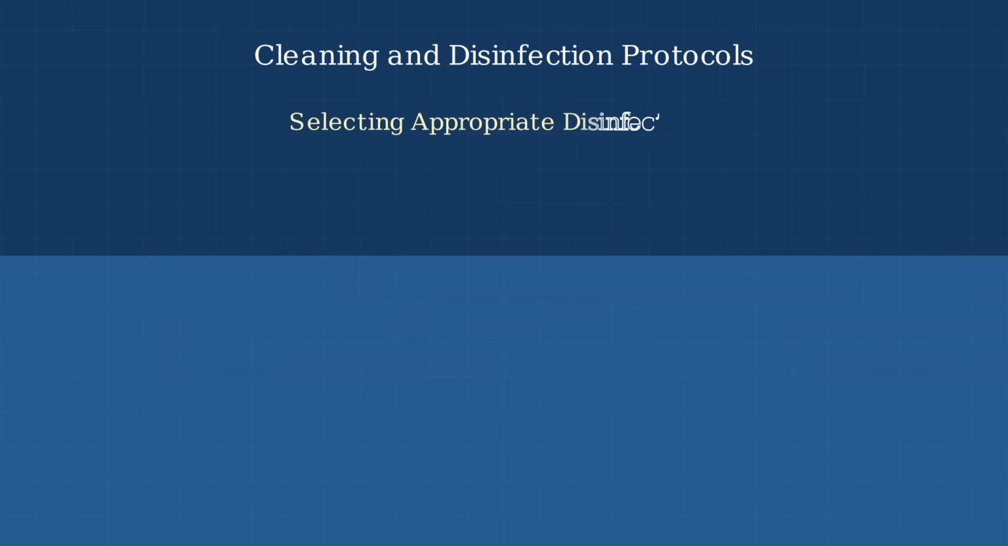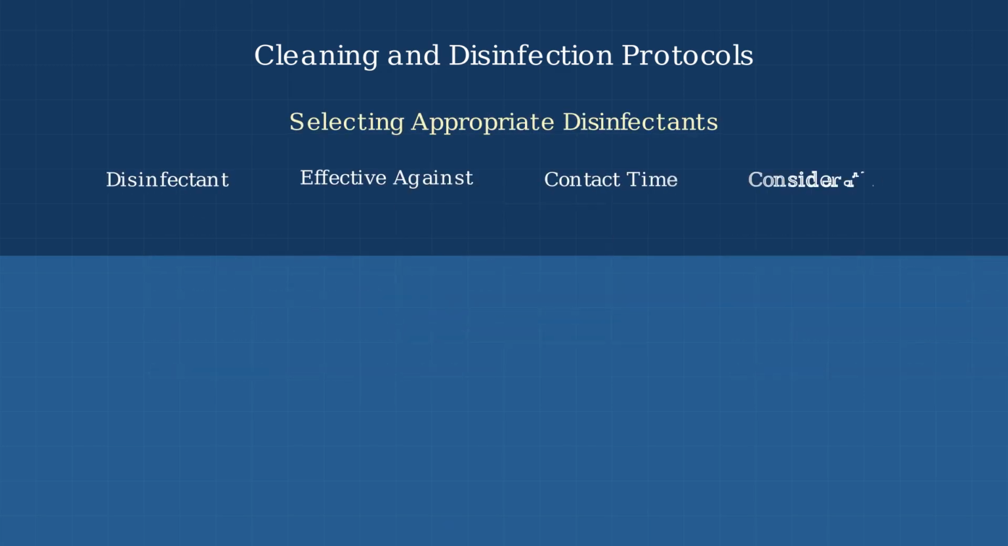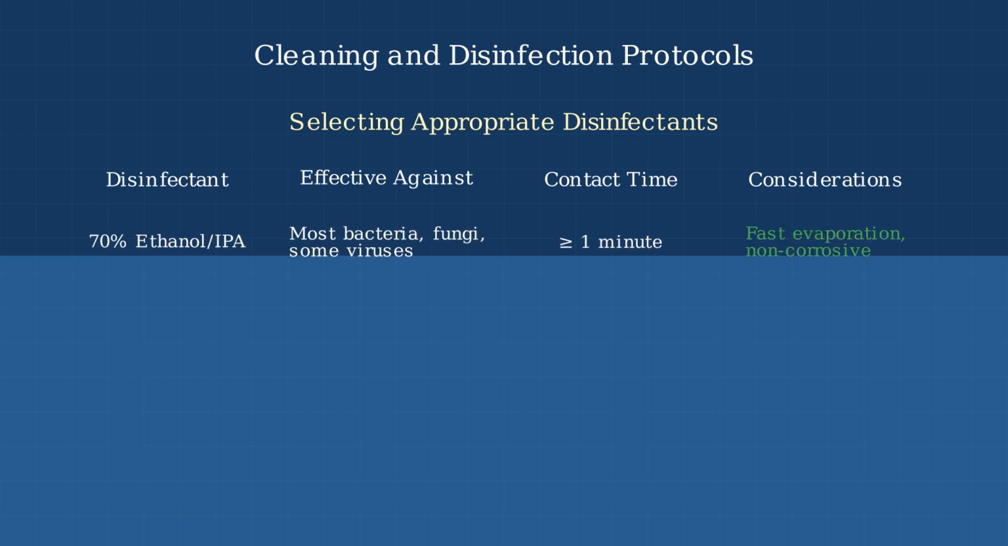Selecting the appropriate disinfectant is crucial for effective decontamination. Different agents are effective against different types of contaminants. 70% ethanol or isopropyl alcohol is effective against most bacteria, fungi, and some viruses, with a contact time of at least 1 minute. It evaporates quickly and is non-corrosive to cabinet surfaces.